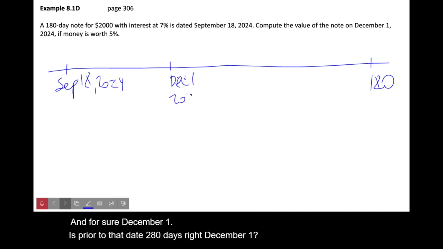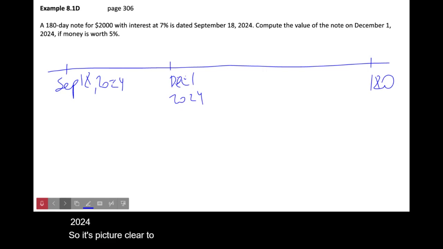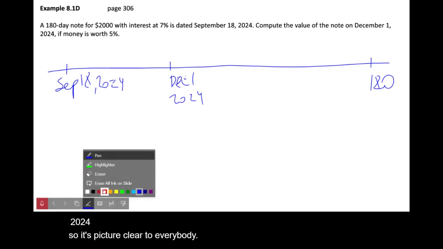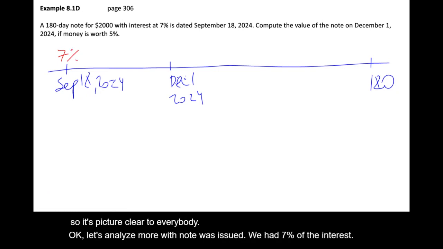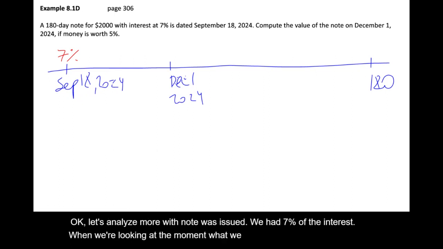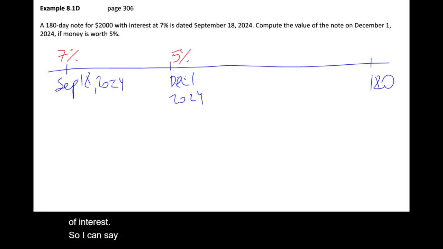December 1, 2024. So, is the picture clear to everybody? Okay, now let's analyze more. When the note was issued, we had 7% interest. When we're looking at the moment, what we look for the value of the note is 5% interest. So I can say that we are basically planning to sell that note on December 1, right?